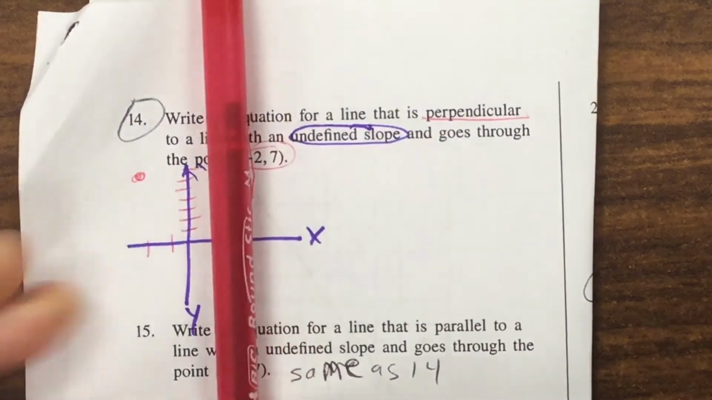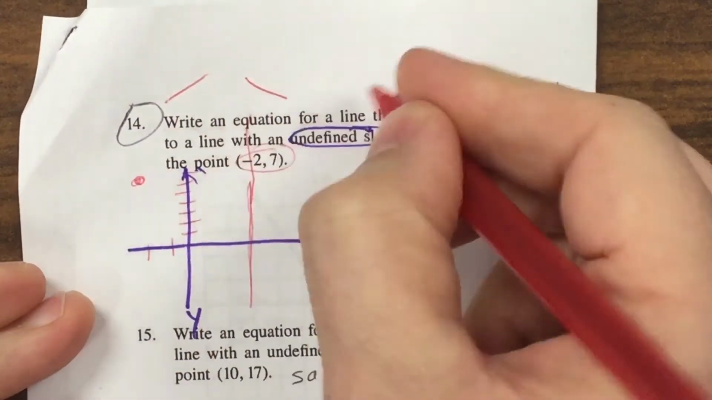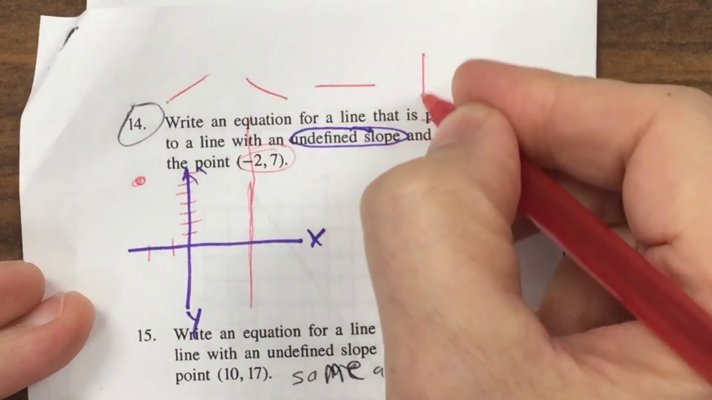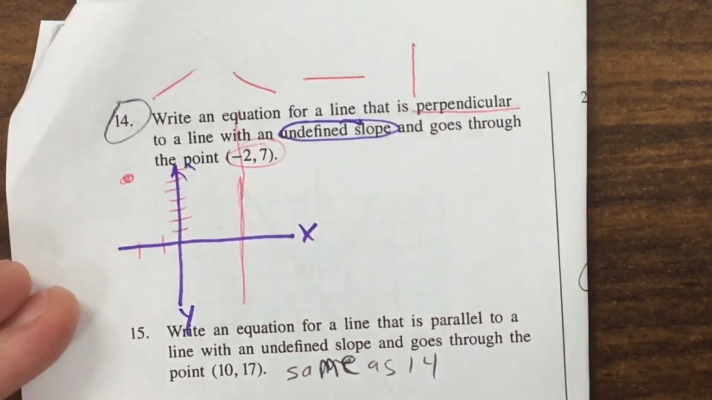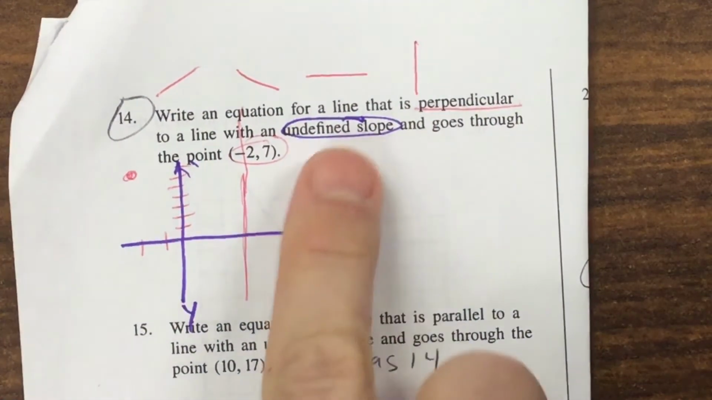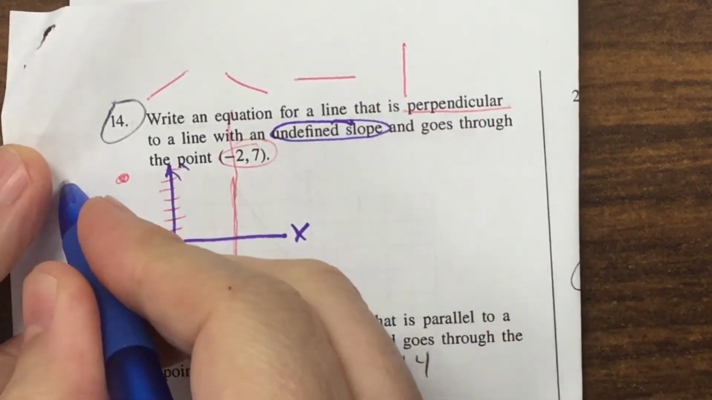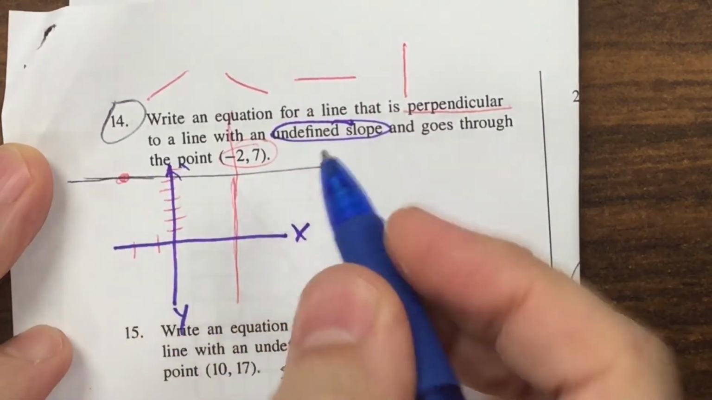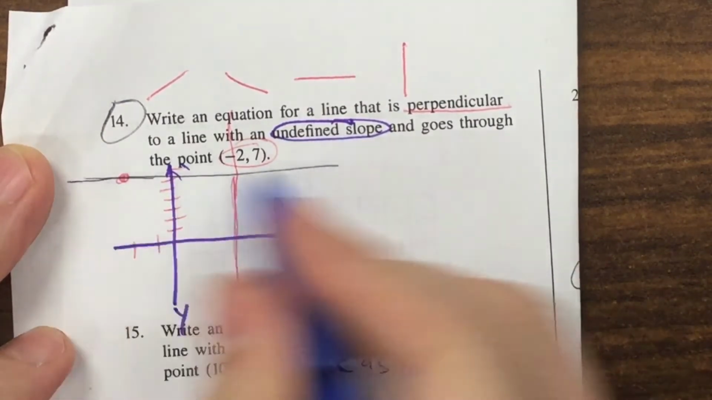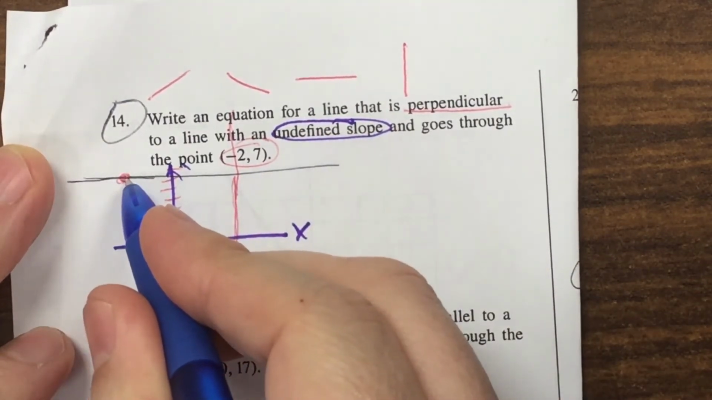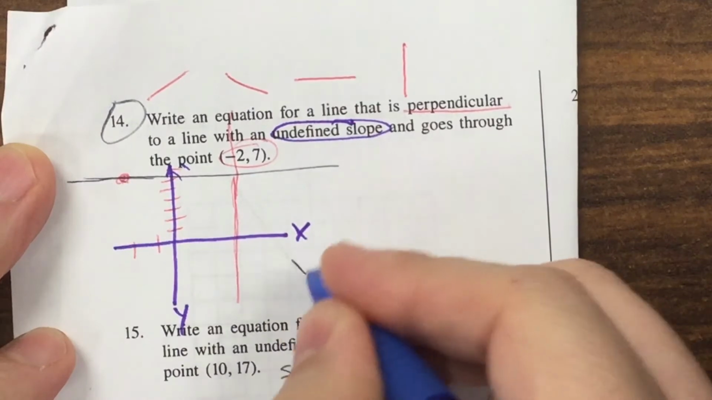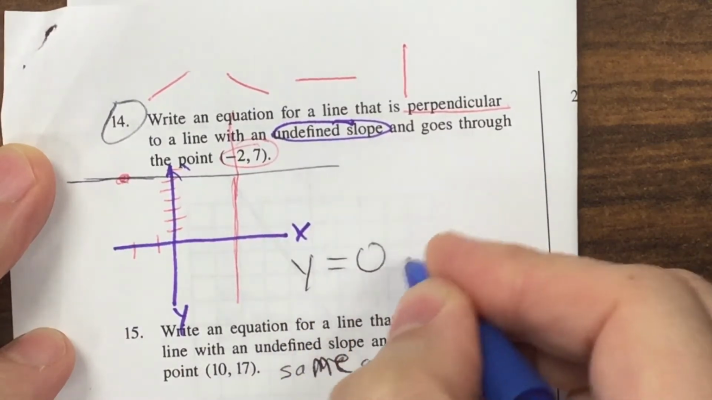Okay, so again, our 4 types of slope are positive, negative, 0, and undefined. They give me an undefined this time. And I need a 0 slope in order to be perpendicular. So what would be the equation of this 0 slope line that's going through this point? Okay, well, y equals 0x.